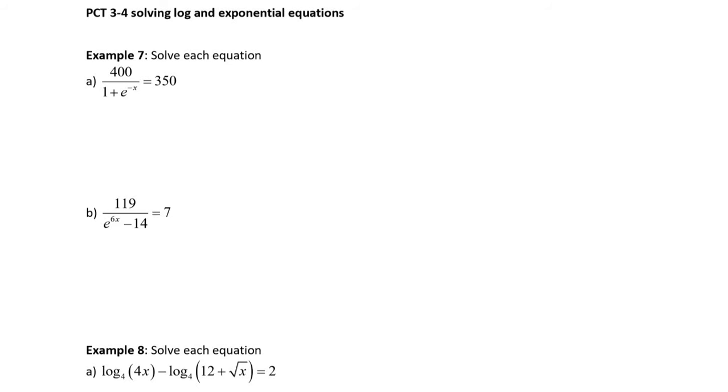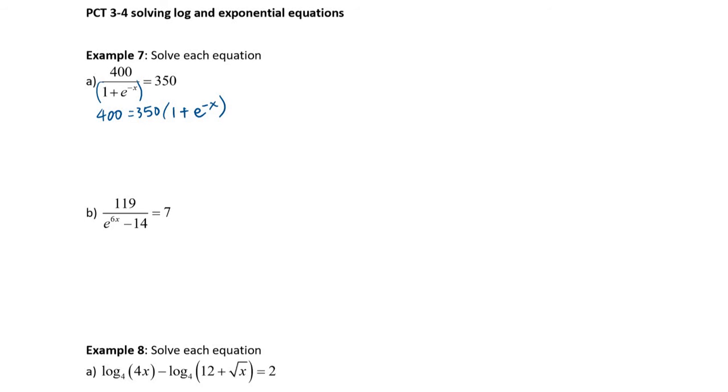I see that we have a fraction on the left-hand side and I have the variable in the exponent. So not only do I have to get the variable out of the exponent, I also have to get the variable out of the denominator. So to do that, I'm going to cross multiply, so that I get 400 equals 350 times 1 plus e to the negative x.